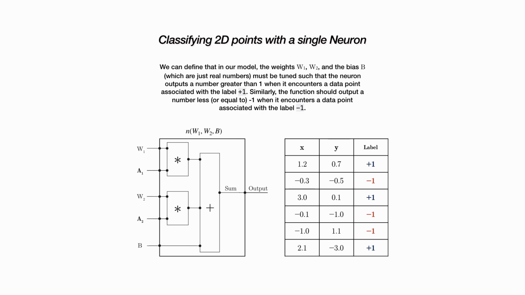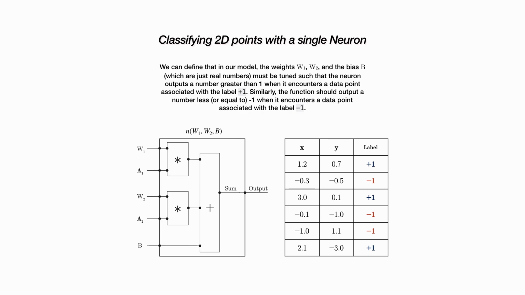Well, one of the possible solutions is this. I took this example from Andrej Karpathy's blog, The Hacker's Guide to Neural Networks. I thought it was a very good example. We can define that in our model, the weights W1, W2, and the bias B, which are just real numbers, must be tuned such that the neuron outputs a number greater than 1 when it encounters a data point associated with the label +1. Similarly, the network should output a number less than or equal to -1 when it encounters a data point associated with the label -1.